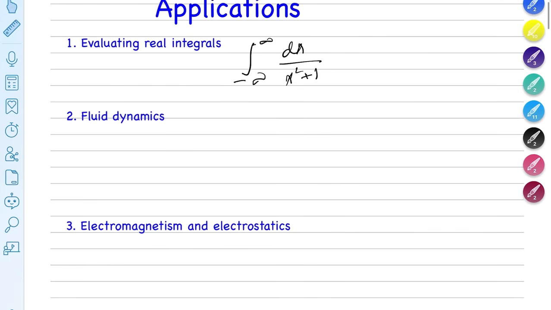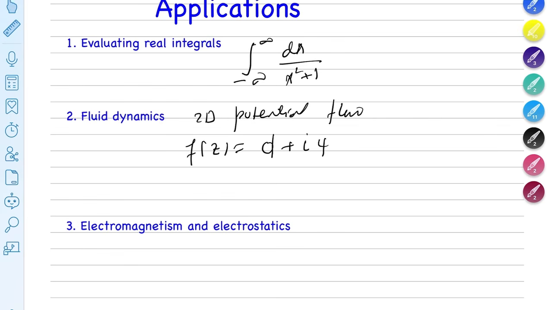Similarly, in fluid dynamics, complex functions are used that describe the 2D potential flow. They describe the 2D potential flow, and can be represented as a velocity potential plus a stream function. The combined information is given like this.